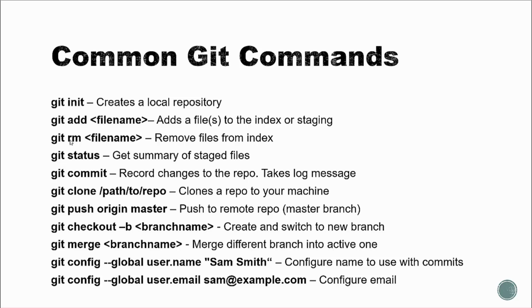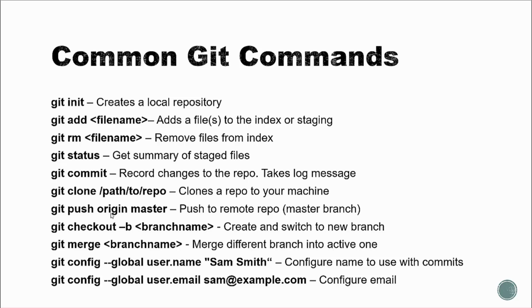All right, git rm will remove it from the index. Git status will get a summary of the staged files, so you know what files are ready to be committed. And then of course we have git commit, which will record changes to the repo. This also takes a log message. For instance, if it's your first commit, you might want to write that as a log, that it's the initial commit. Git clone will clone a repository to your machine. You just want to add the path to the repo. This can be a remote repository from something like GitHub.